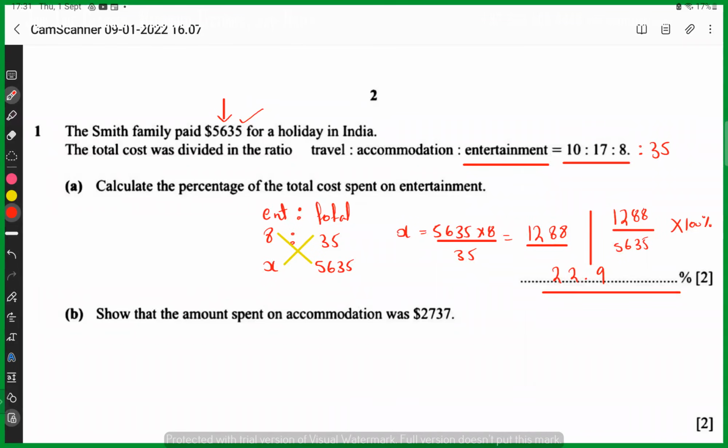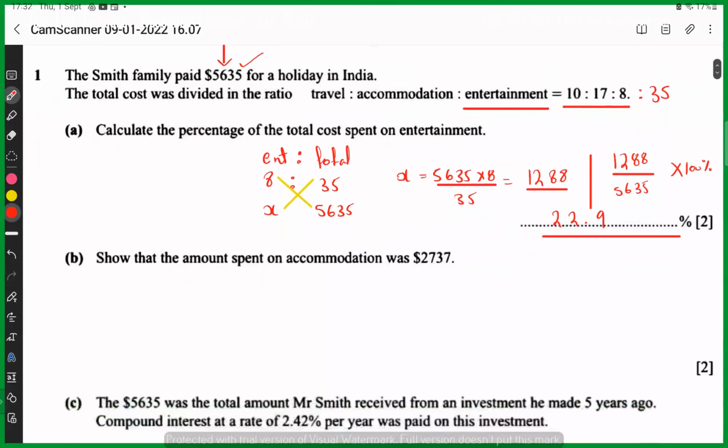The next part basically says, show that the amount spent on accommodation was 27,737. Yes, please take a minute and do it quickly. I think all of you can do this now. You can easily prove this. It's a 2-mark question. Do it quickly. We have already done this thing.